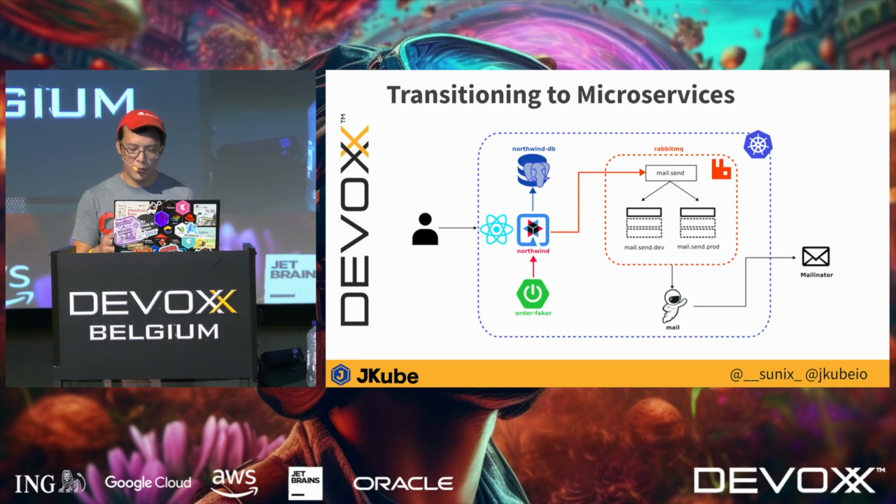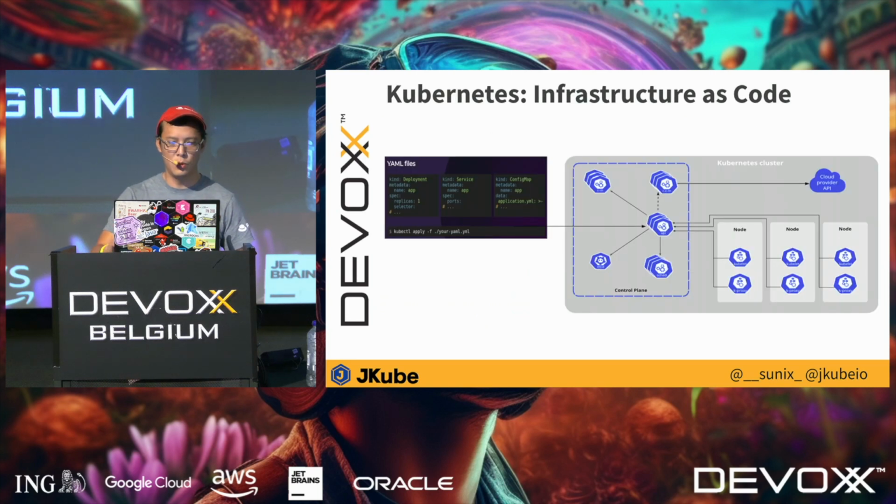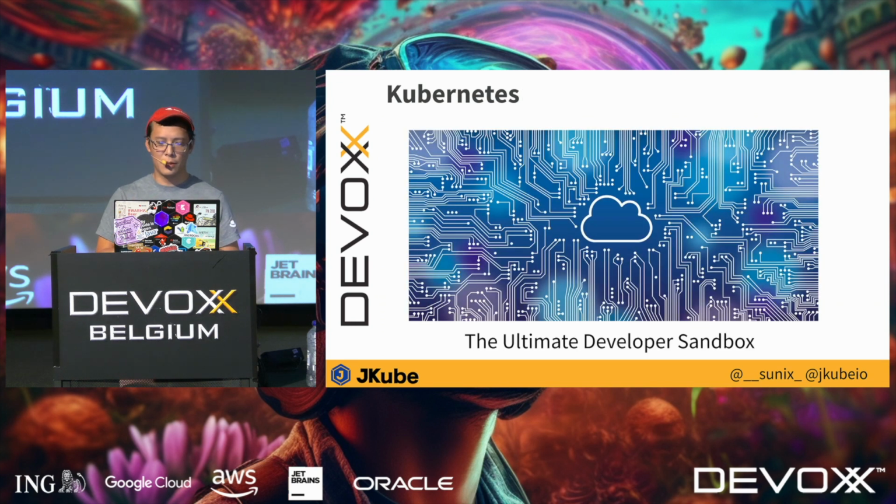If we think about that, Kubernetes could be an answer. If we look at Kubernetes, it is basically your infrastructure that you describe in YAML files, and you give that to a Kubernetes cluster. It will generate the infrastructure for you. It's called infrastructure as code. It's quite magic, and I think we can use Kubernetes as what I call the ultimate developer sandbox.